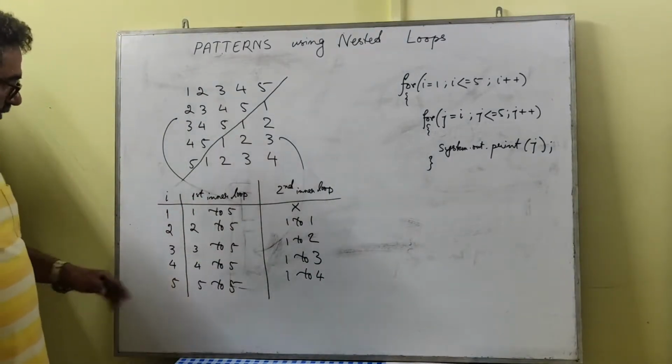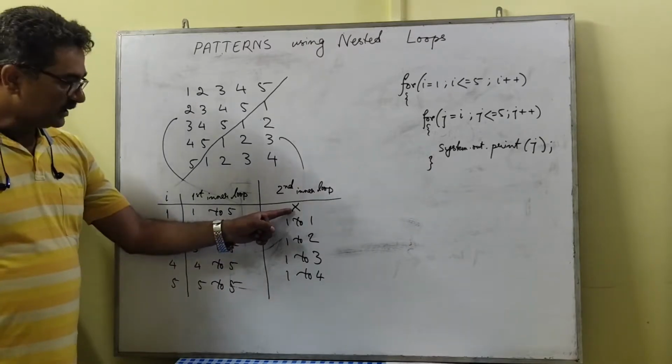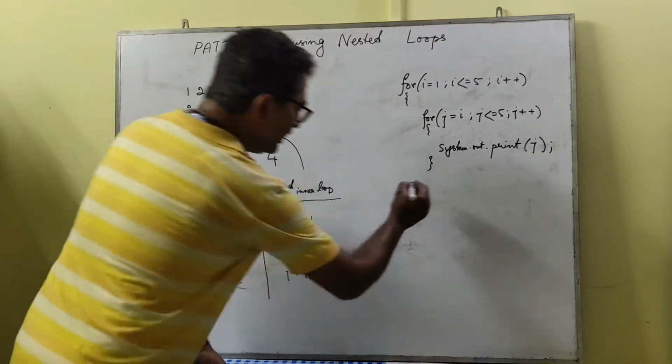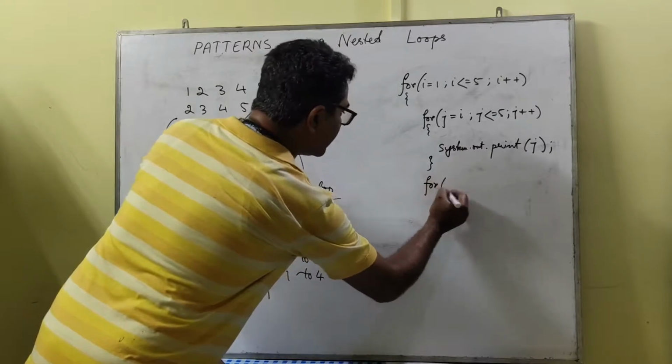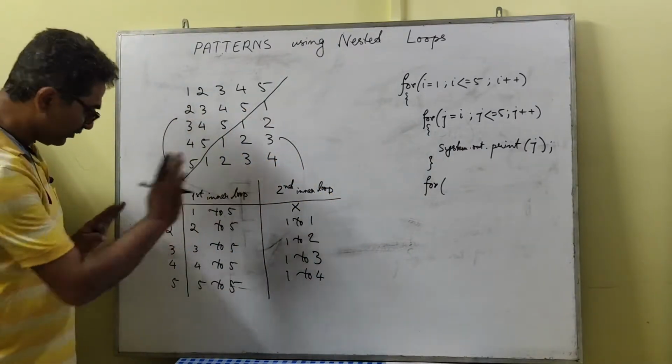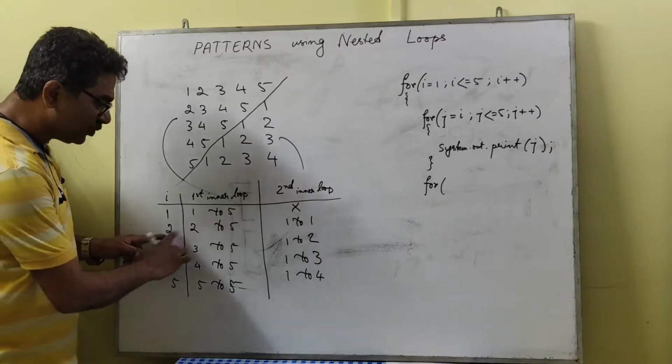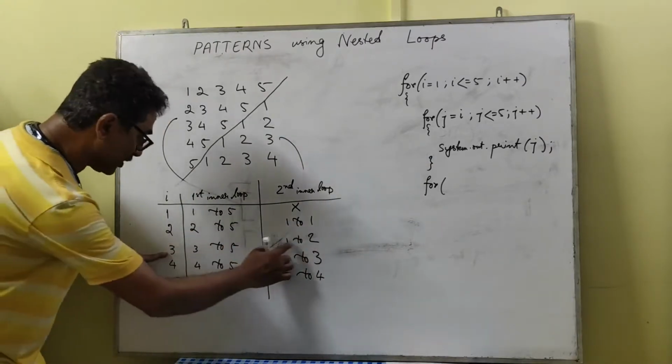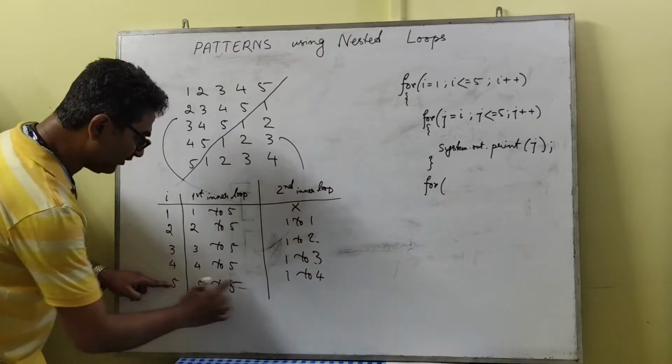Okay, for the inner loop. This one, we can reuse the variable j, because once a loop has ended, we can reuse a variable. So now, when i is 1, nothing, we won't think about it. When the value of i is 2, it runs from 1 to 1. When it is 3, 1 to 2, 4, 1 to 3, 5, 1 to 4.